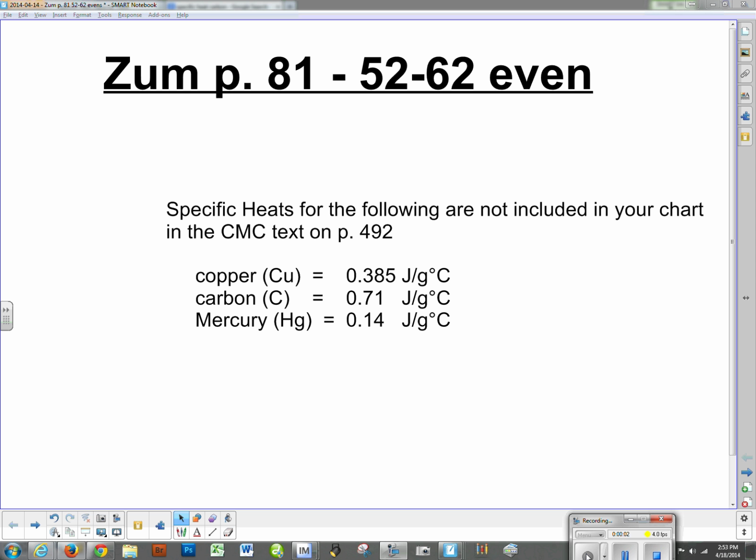Okay, this video will help you with doing specific heat problems and being able to solve them. Basically, there's only two kinds of problems for specific heat, and I'm going to show those to you in this video. The table in the textbook that you have at home, on page 492, will give you all of the specific heats except these guys. So you want to have those for your records.